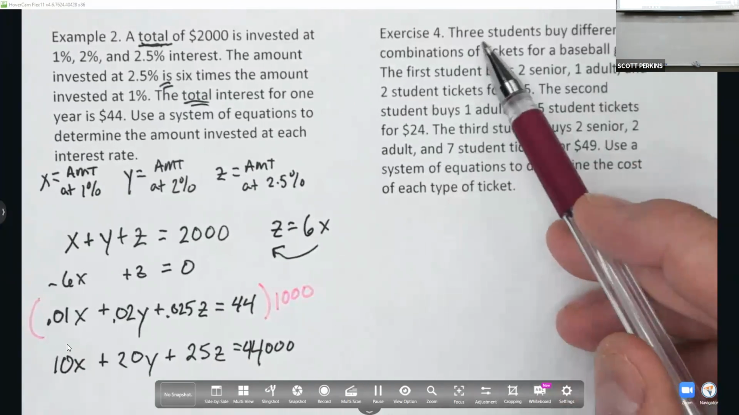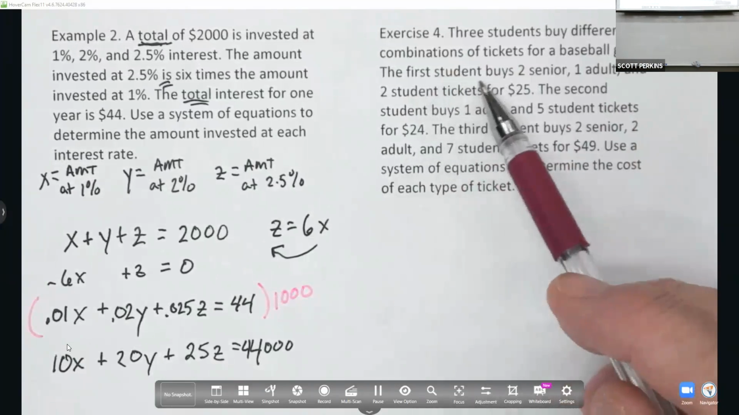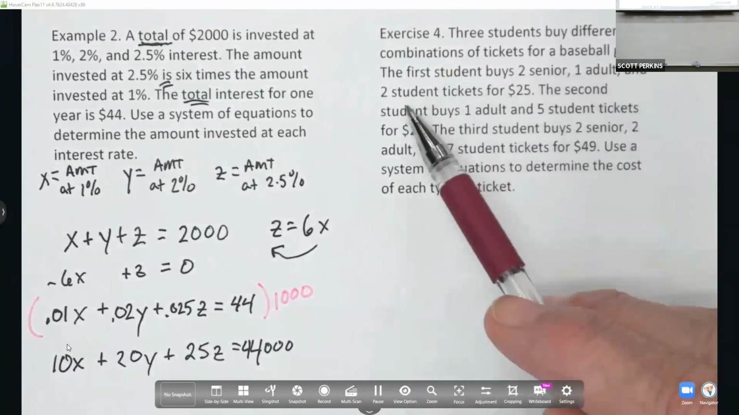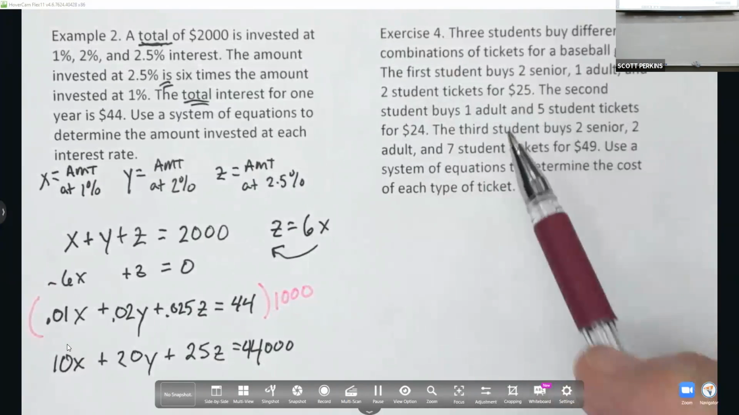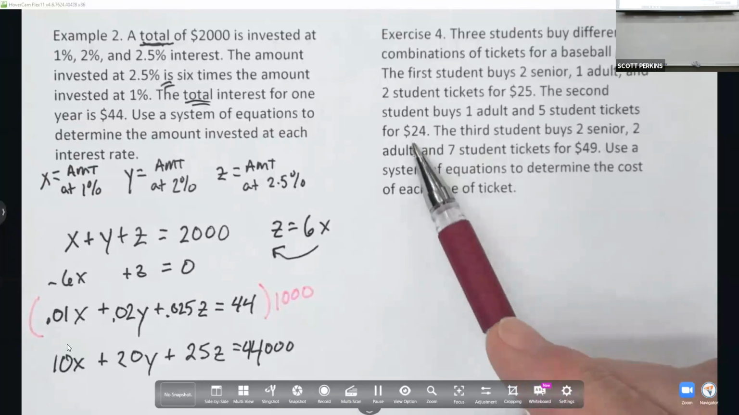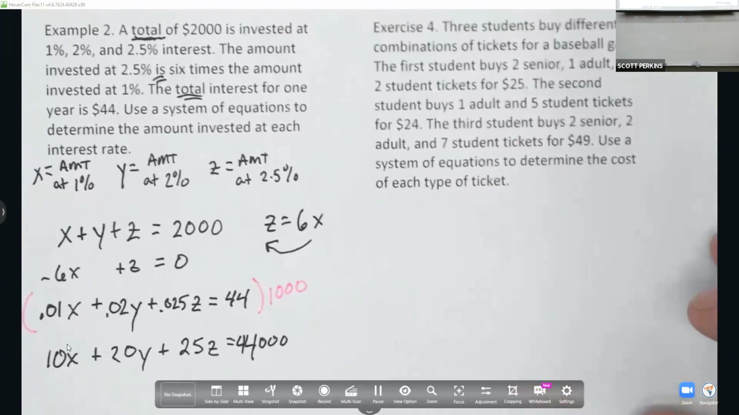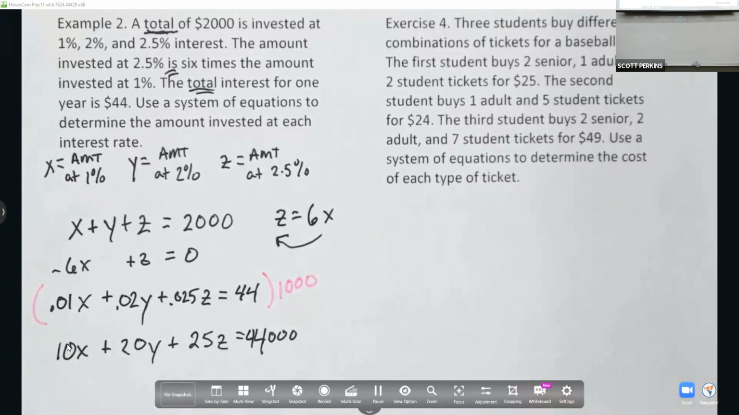So it says 3 students buy different combinations of tickets for a baseball game. The first student buys 2 senior, 1 adult, and 2 student tickets for $25. The second student buys 1 adult, 5 students for $24, and the third student buys 2 senior, 2 adult, 7 students for $49. Use a system of equations to determine the cost.